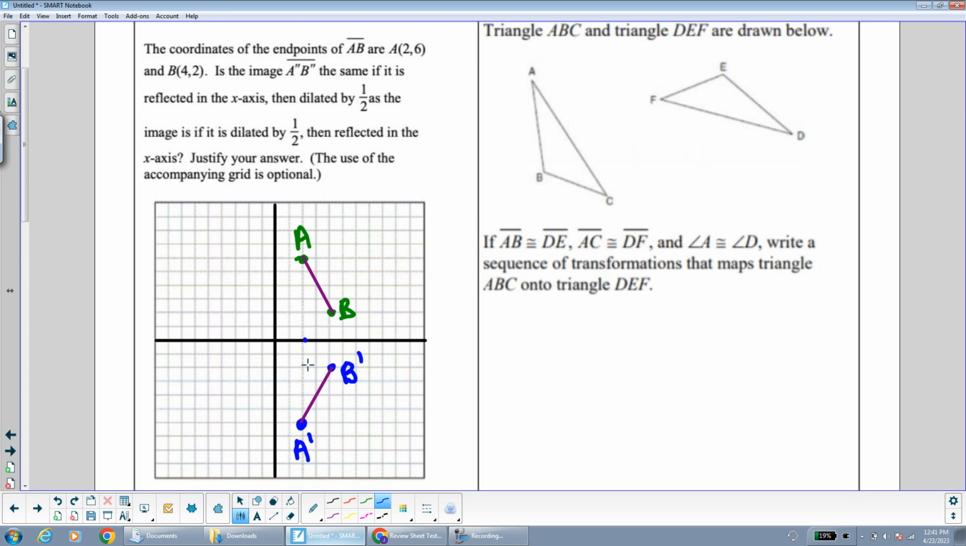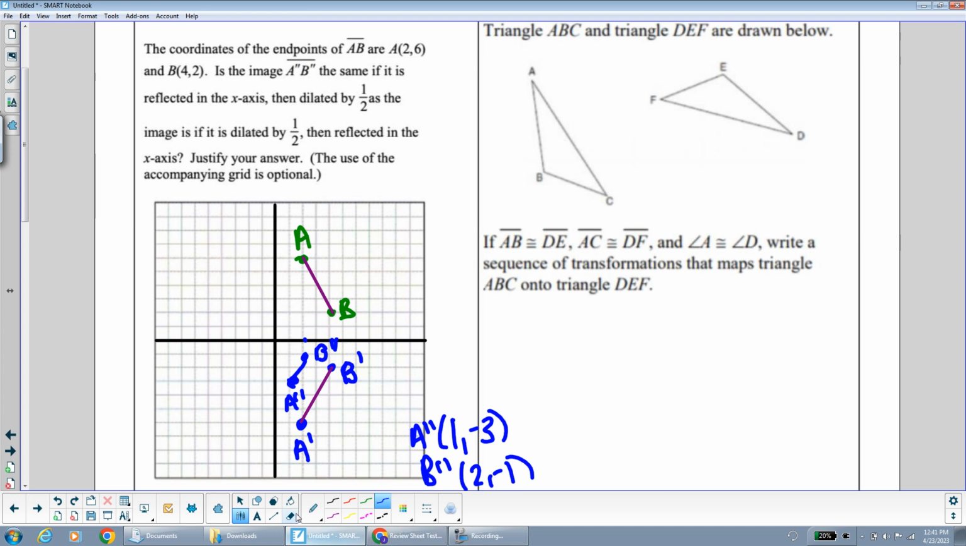So 2, -6 would become half of 2 is 1, half of -6 is -3. So that would be 1, -3, right over here. And B double prime, 4, -2. Half of 4 is 2. Half of -2 is -1. So 2, -1. And notice how it did get a lot smaller. It got half the size of the original. So here are our coordinates from doing it this way.